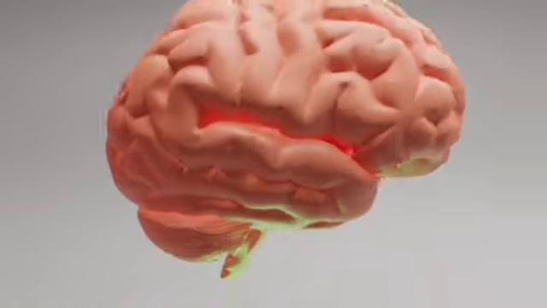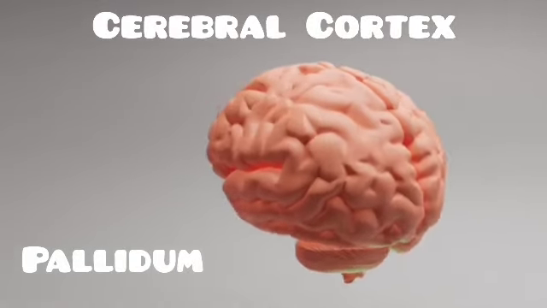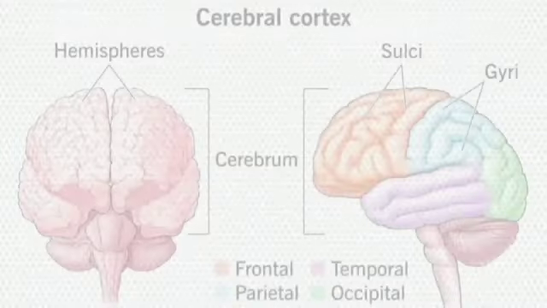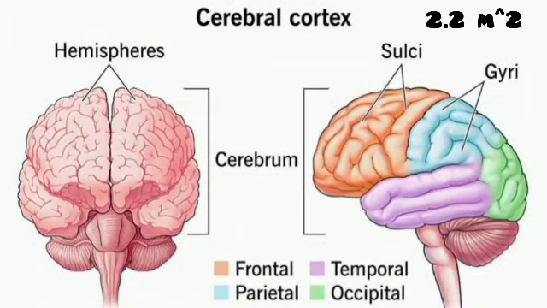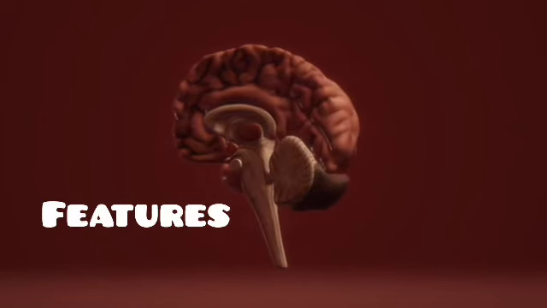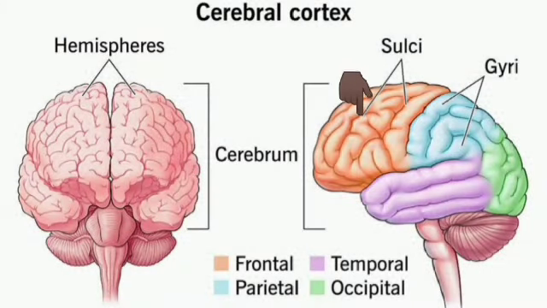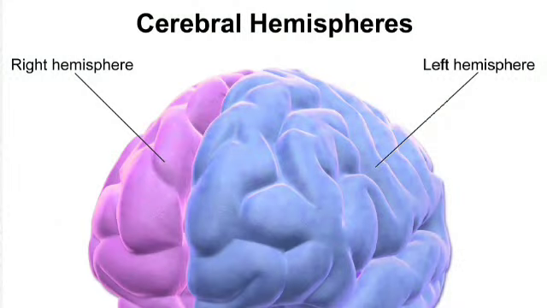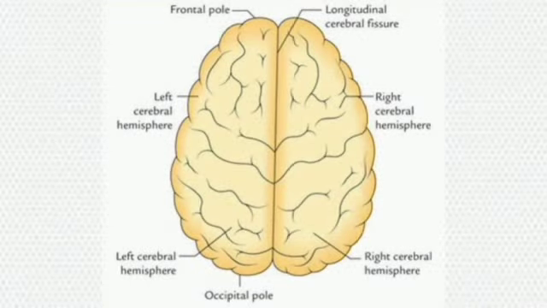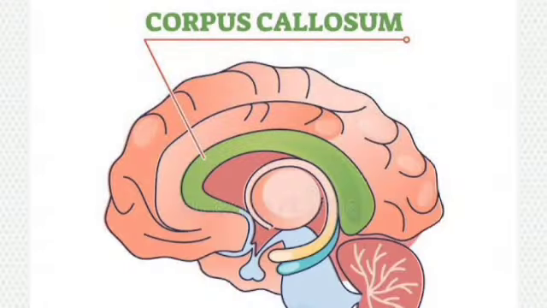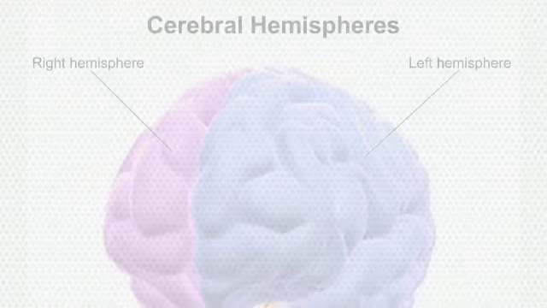Today, we'll be talking about the cerebral cortex. The cerebral cortex is also called the pallium. In humans, it has an area of about 2.2 square meters. The characteristic feature of this cortex is the presence of sulci and gyri, which are found on the surface of the cortex. The two cerebral hemispheres are usually separated by a deep vertical fissure. The separation is complete anteriorly and posteriorly, but in the middle portion, the fissure extends only up to the corpus callosum. Corpus callosum is the broad band of commissural fibers connecting the two hemispheres.